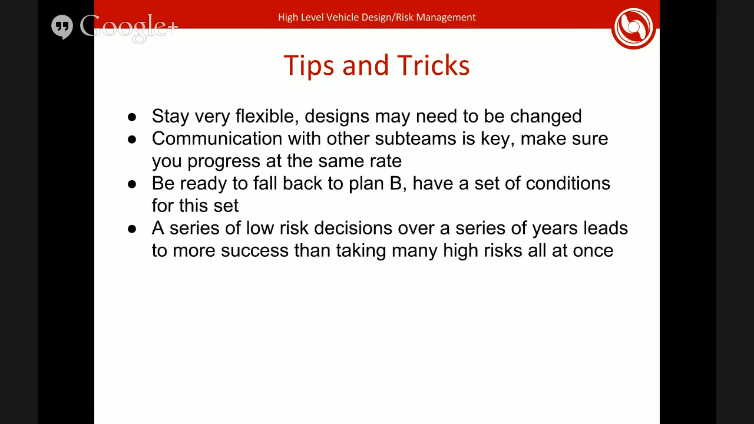So I want to emphasize that a series of low-risk decisions over a series of years leads to more success than taking many high risks at once. It's much more difficult to debug a system where everything is going wrong than a system where only one thing is going wrong. It's very easy to pin down exactly what is going wrong in a system where everything else works perfectly. In a high-risk system, chances are 3 or 4 subsystems may be failing at the same time, and you don't know where your problems are originating.